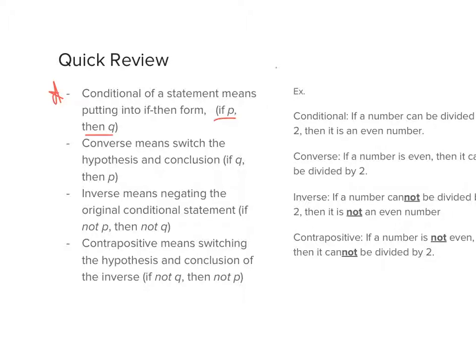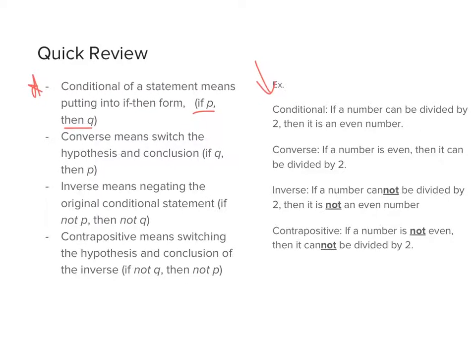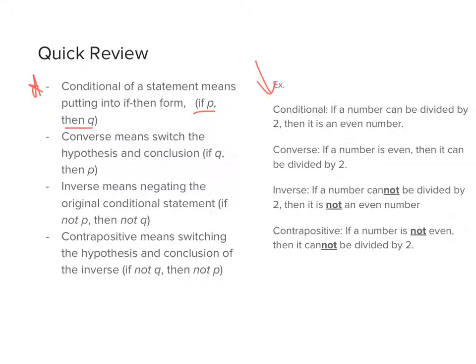If I look over here at the example, if a number can be divided by 2, then it is an even number. So a number can be divided by 2, that would be the P part. Then it is an even number, that would be the Q part. Converse means switch that around. If Q, then P. So if a number is even, then it can be divided by 2.